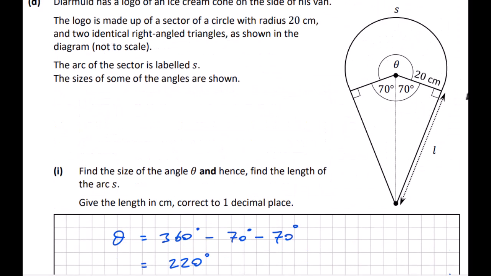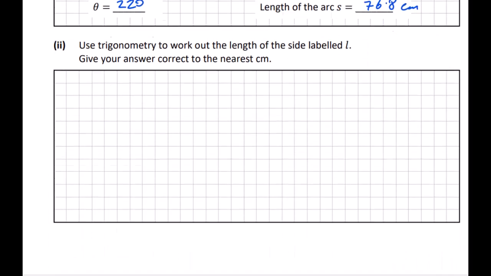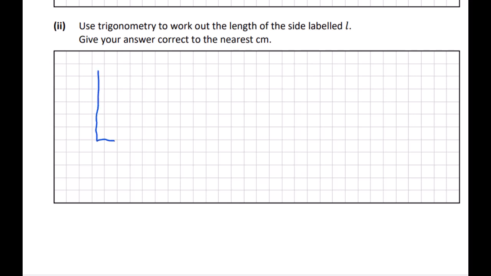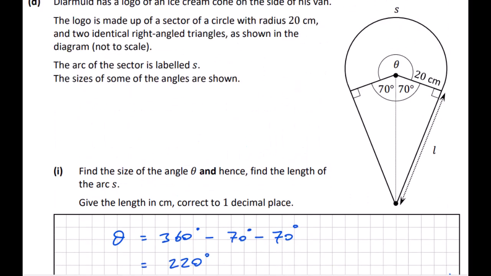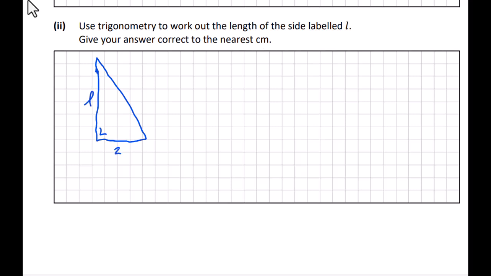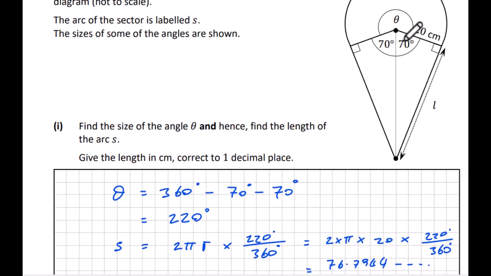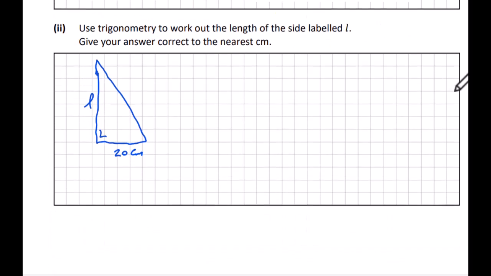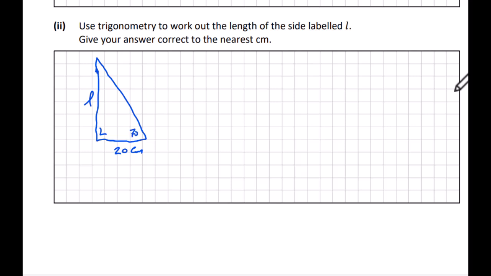So the side L here is what we've got to work out. This is, happily enough, a right angle triangle, so we can use trigonometry to work that out. I'll just redraw that triangle. It'll look something like this, in a different orientation. We've got a right angle here, and we've got to work out this side here, which is L. We know this is 20 centimeters here, and what else are we given? Opposite L, we have the angle 70. So we know that this is 70 degrees here.